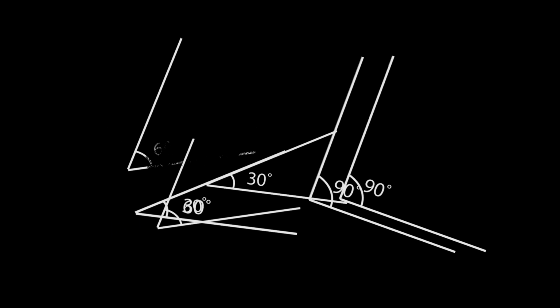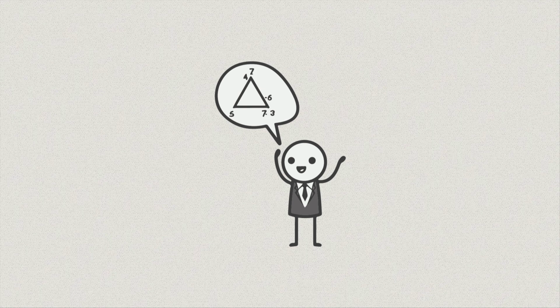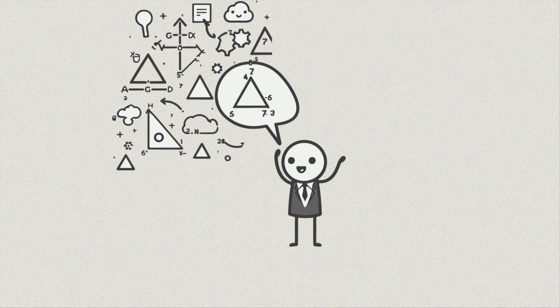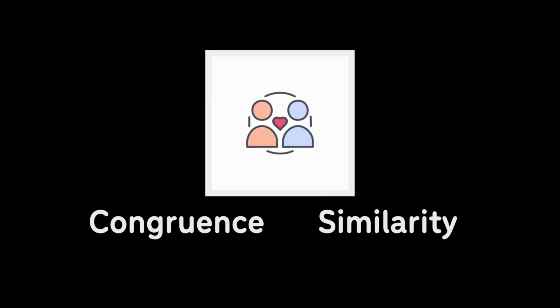Remember how angles had different relationships with each other? Well, so do triangles, which makes it extremely useful when trying to actually use them in real life for things like manufacturing or using maps to figure out distances in real life. The two main relationships are congruence and similarity. Now, let's dive into the world of congruence and similarity.